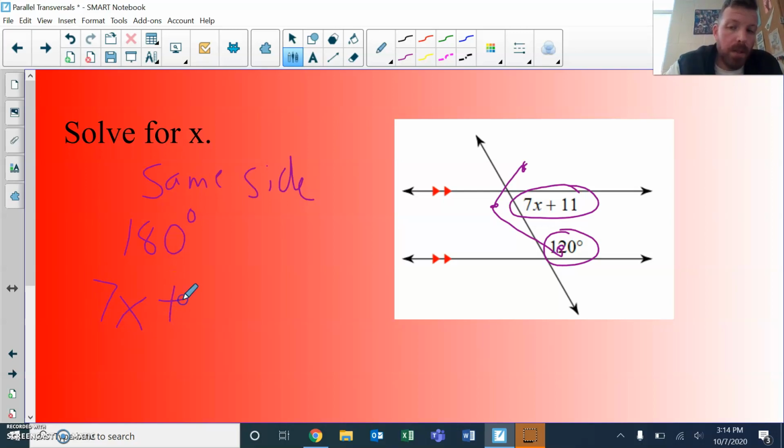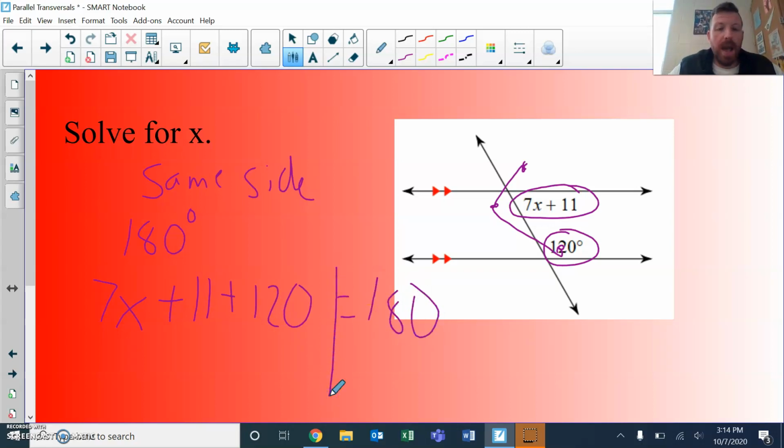And so we can do this: 7x plus 11 plus 120 equals 180 degrees. All right. So if I add 120 and 11, because those are my like terms, I will get 131, which equals 180, right? We always want to get our calculator and make sure, because otherwise we may get things wrong. So 11 plus 120 is obviously 131, but I want to take that to the other side, right? So I want to subtract it.